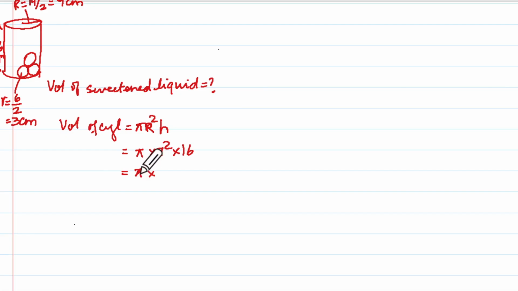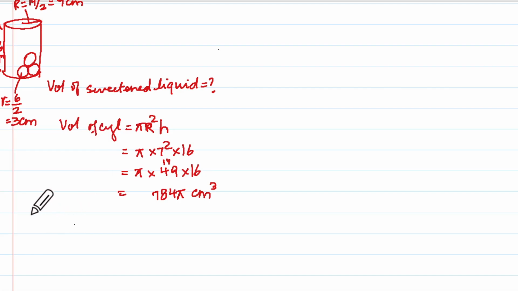Yes, miss. They are telling you 3.14 we have to take, right? So this will be 49 into 16. So 16 9s are 144, carry 14. 16 4s are 64, 64 and 14 will be 78. So 784 pi centimeter cube.